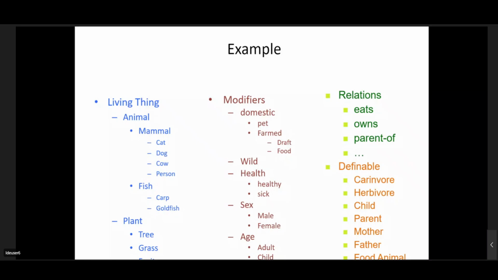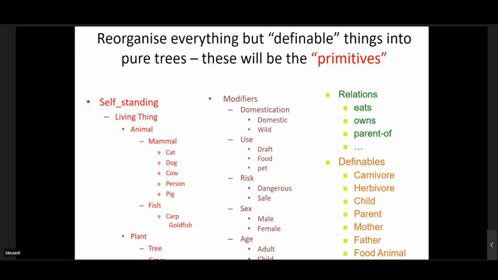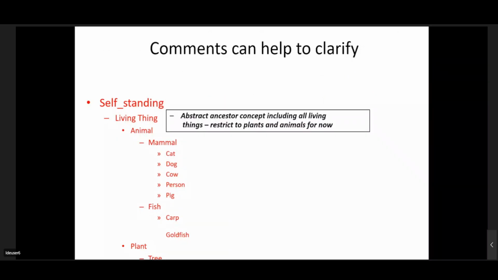You have to identify the self-standing entities, which can exist on their own, and you have to know about the modifiers. They can modify other things. So you have to reorganize everything with what is definable and with the primitives. And you can write comments that help to clarify it. Okay, why you say this was a living thing, something like that.